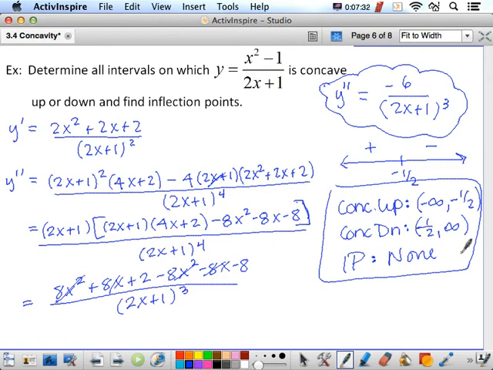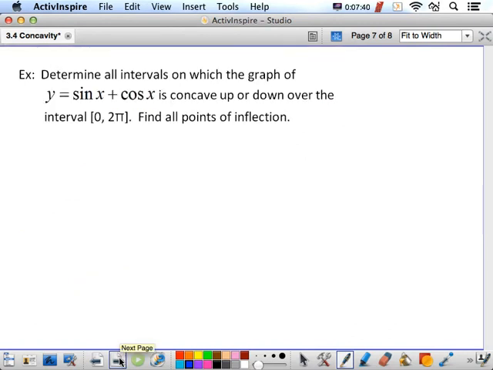Thanks, you guys. One more, okay? I saved the best for last. A little bit of trig just for you. We're going to determine all intervals on which the graph of y equals sine x plus cosine x is concave up or down. We're just going to go between 0 and 2 pi, but we are going to find points of inflection if it has any.